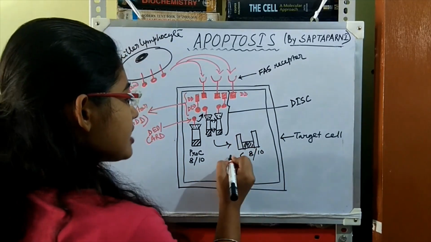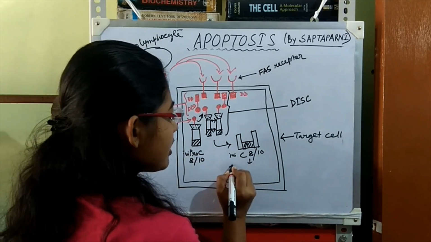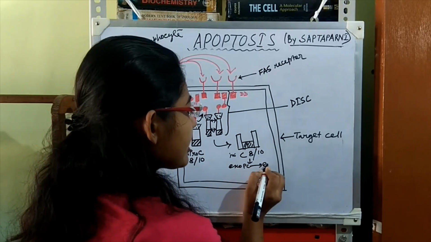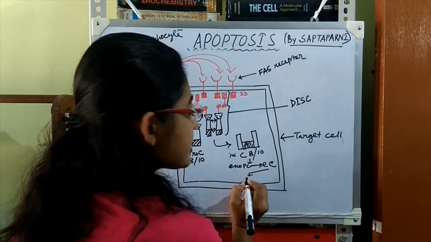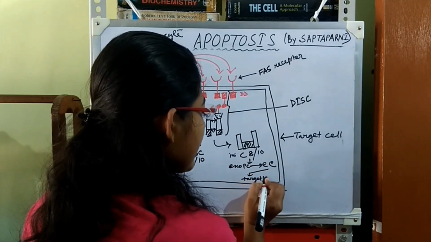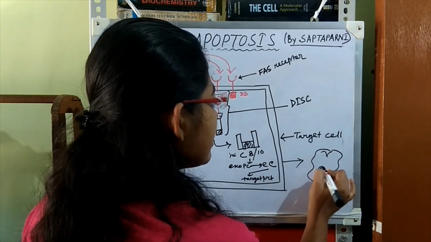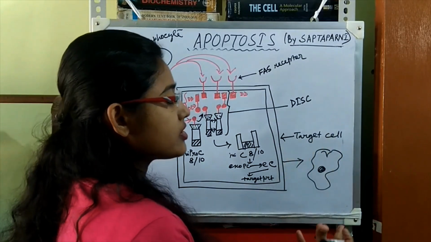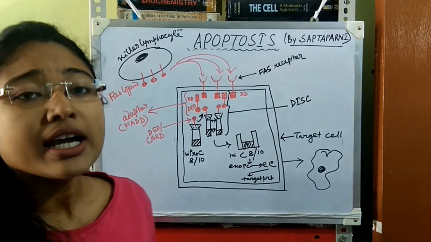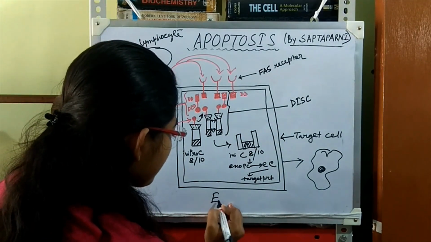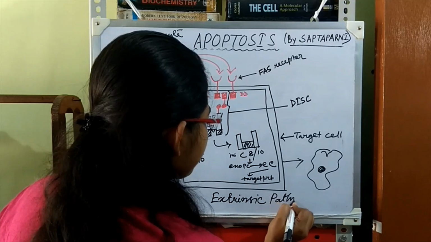Now this initiator caspase activates other executioner procaspases to form executioner caspases, and then they start the caspase cascade and break the target proteins, okay. And that is how the cell gets apoptosized and shrinks, and then the macrophages come and engulf the cell. So this is the total pathway of the extrinsic pathway of apoptosis.